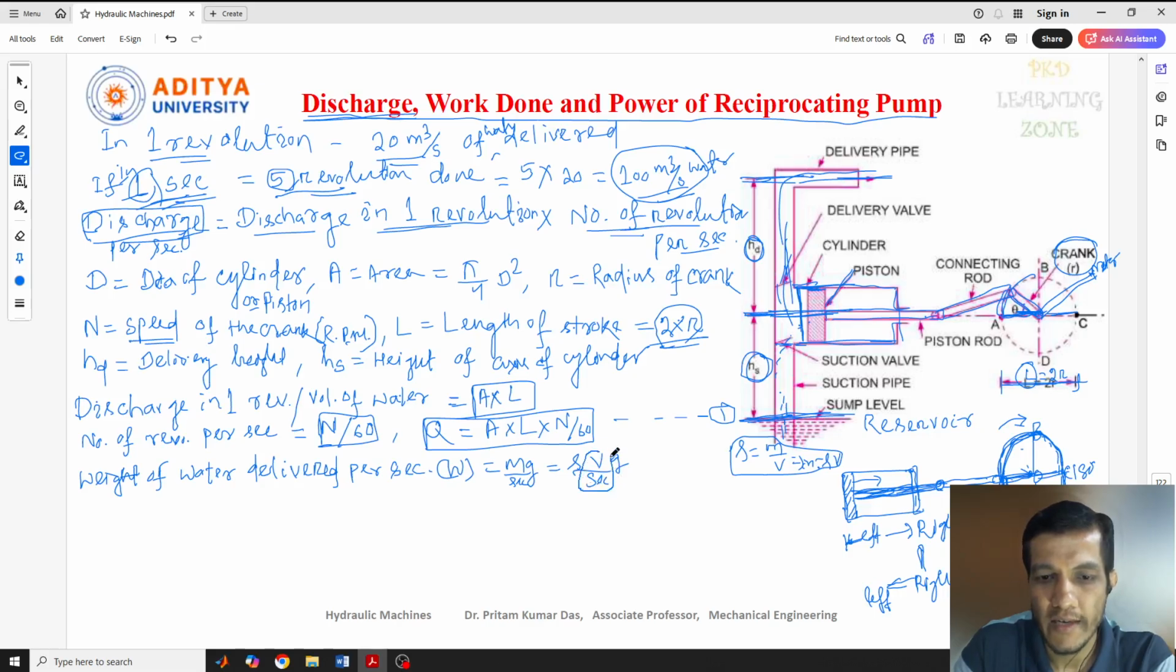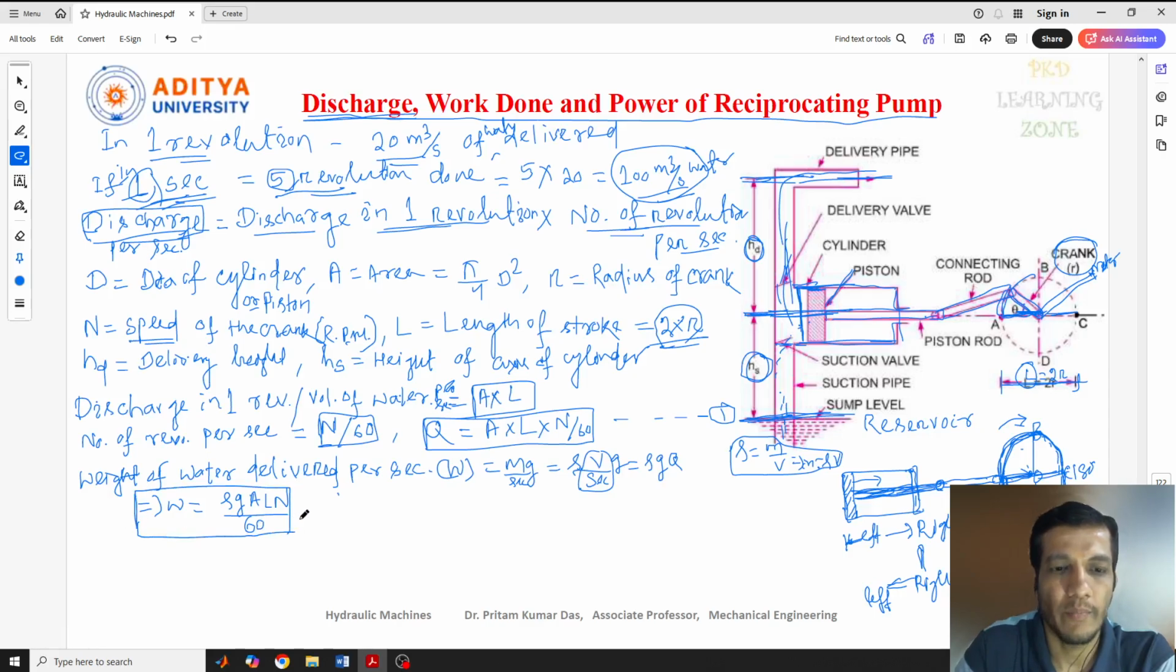So volume per second, if you see, is nothing but volume of water per second. That is nothing but discharge. So I can put the value here as rho G Q. This is nothing but the weight of water delivered. So discharge per second we can write here. W equals rho into G into Q, and what is the value of Q? That is ALN by 60. So this is our weight of water delivered per second. Okay, this is about the weight of water.